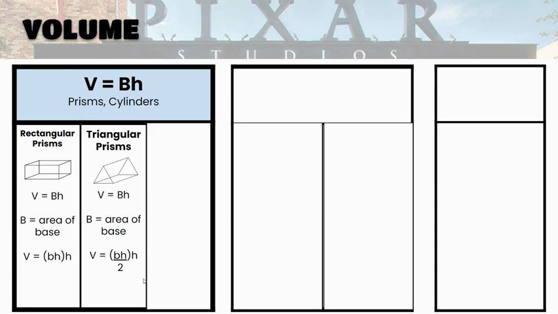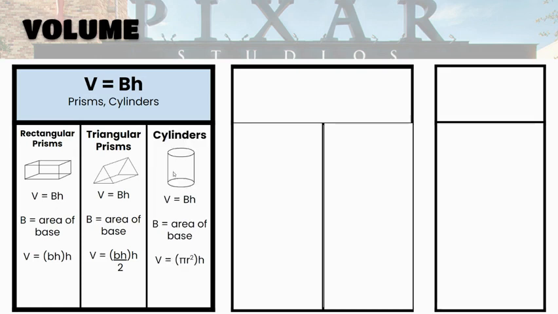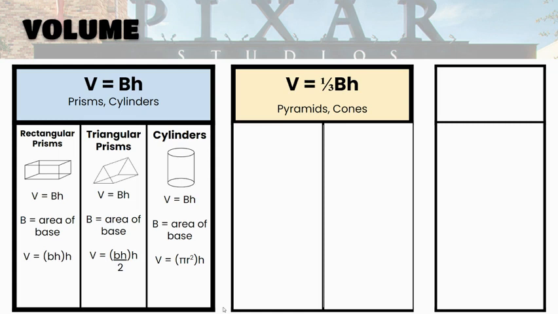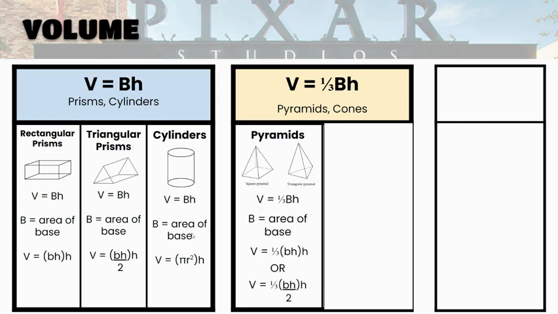Well, how do I know which is the height of the whole shape? Well, it is the one that does not touch the base. So see here, this would be the height of the whole shape because it doesn't touch the triangle, and the triangle is the base. For cylinders, our base is a circle, so I'm going to replace big B with pi r squared and then times the height of the cylinder.